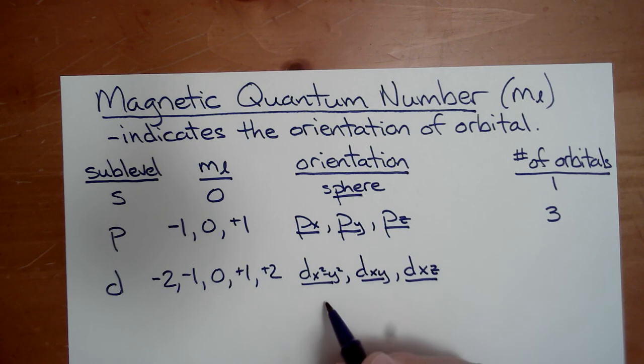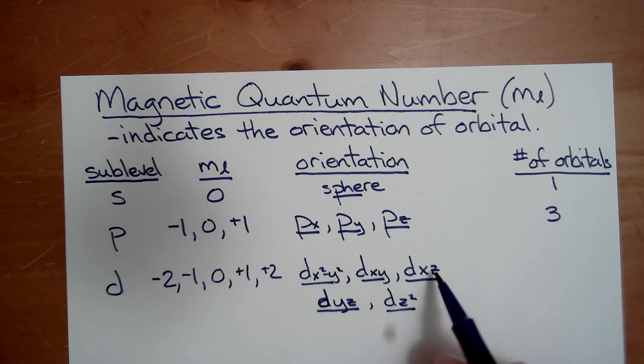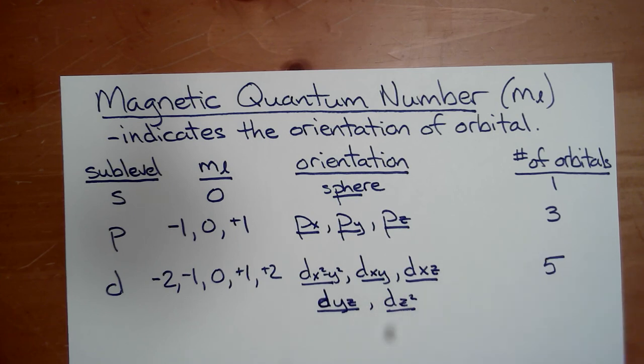We have d_yz, so that's the d orbital on the yz, and then d_z squared. So there's 1, 2, 3, 4, 5 orientations, so there's 5 orbitals there, and they have numbers -2, -1, 0, +1, and +2. And then the last one we're going to look at is our f sublevel.